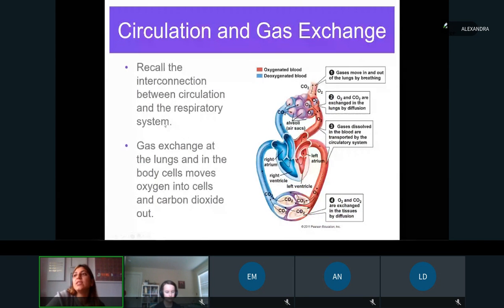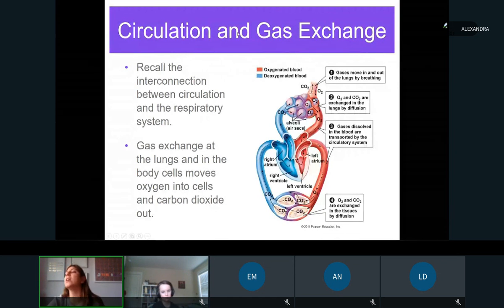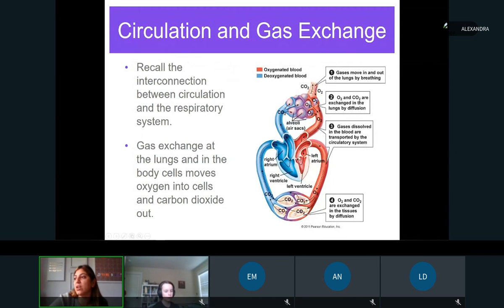So recall the interconnection, the point where they really work together, between the circulation and the respiratory system. Remember, the circulation has to do with your heart, the way that your heart is pumping the blood. And the gas exchange at the lungs and in the body cells moves oxygen into cells and carbon dioxide out. So remember, the entire thing about gas exchange really has to do with this oxygenated blood coming through. And this is your heart, okay?